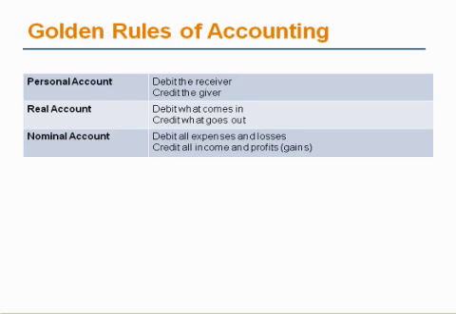Next, we have nominal accounts. Nominal accounts are also called temporary accounts, which would be closed out at the end of each period by moving their balances to our permanent accounts or our real accounts. Accounts that come under this type are expenses, gains, revenues, and losses. The offsetting entry to these accounts often might be to assets or liabilities at the end of the period. The accounting rule that's used for this type of account is debit all expenses and losses and credit all income and profits or gains.